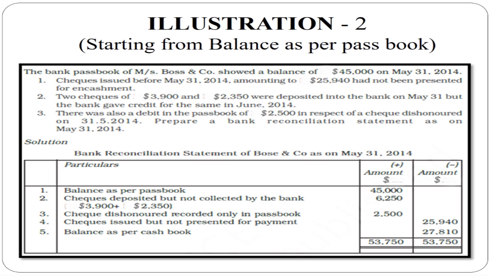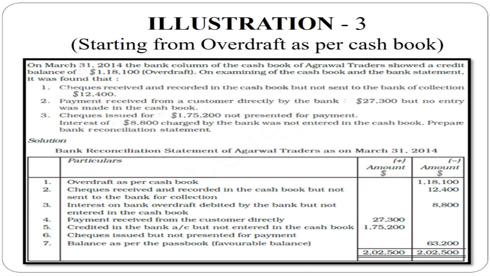So the total becomes 27810, that is balance as per cash book. Now moving on to the next illustration, which discusses overdraft as per cash book.